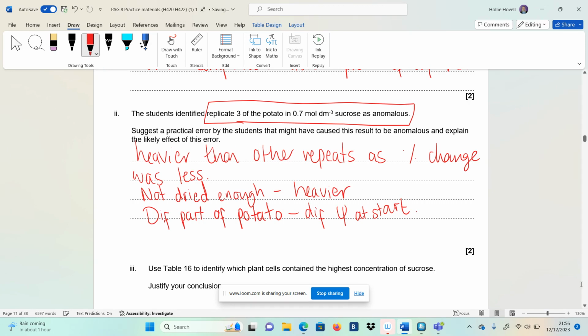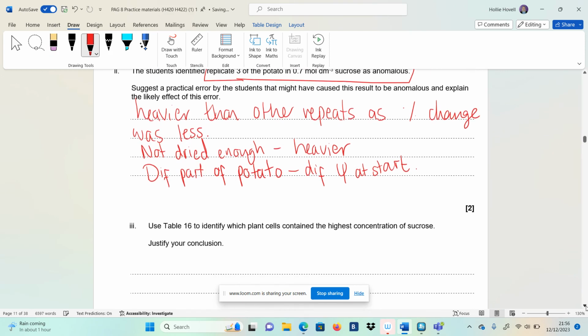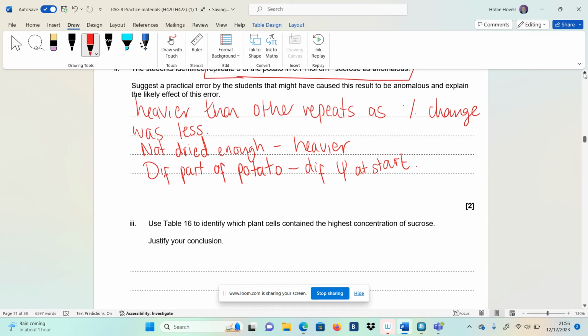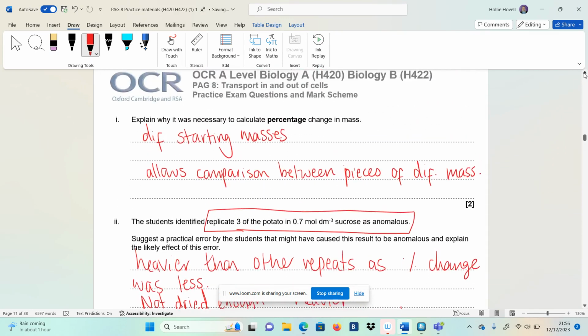All right, so why do they get an anomaly? Use table 16 to identify which plant cells contain the highest concentration of sucrose. Justify your answer.